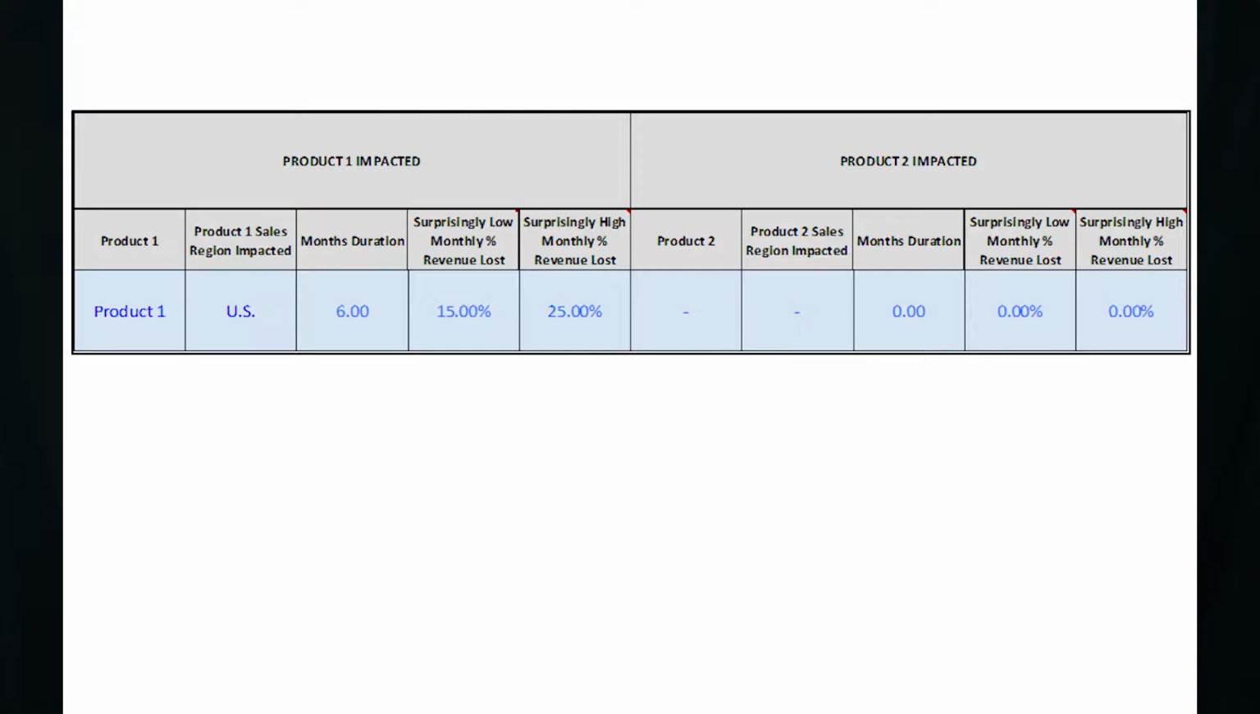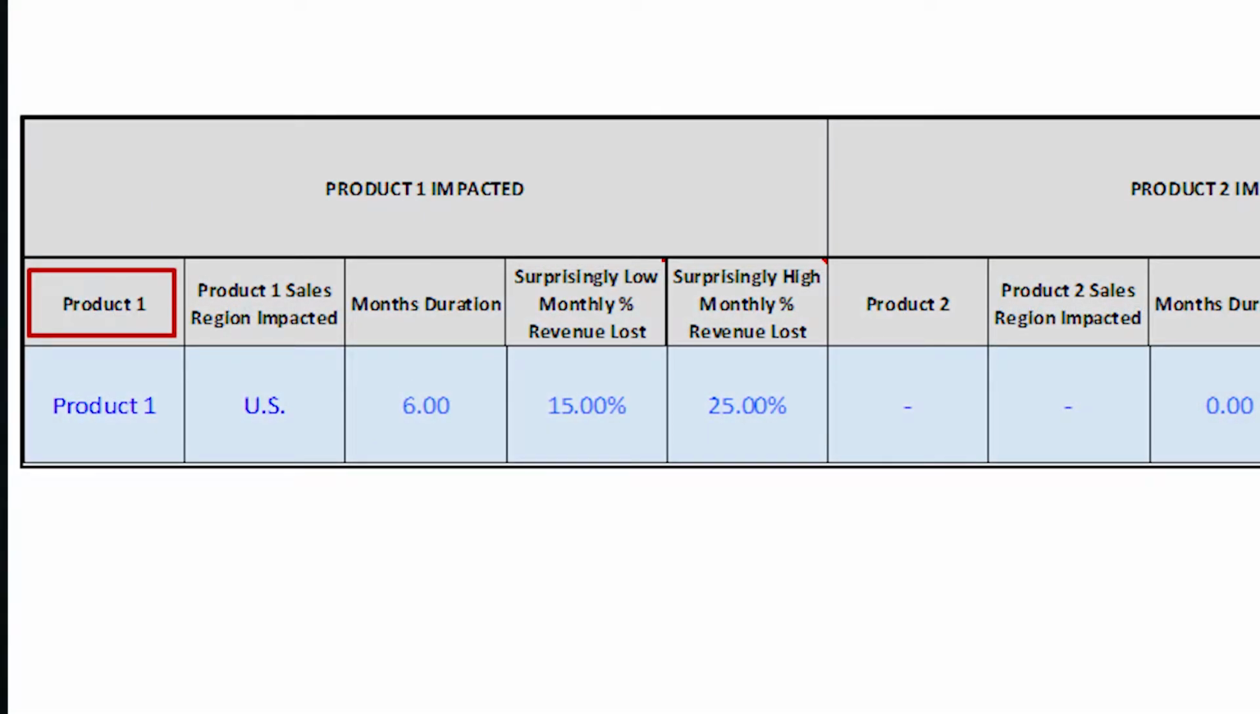or a sales forecast, we'll first need to identify which products or services will have lost revenue given the risk occurs. And for each product and service impacted, we would have to detail which sales regions are impacted, the month's duration of the lost revenue impact, and again we're going to use a surprisingly low and surprisingly high range assessment to specify the percentage of lost revenue for each one of those months the risk impact occurs.